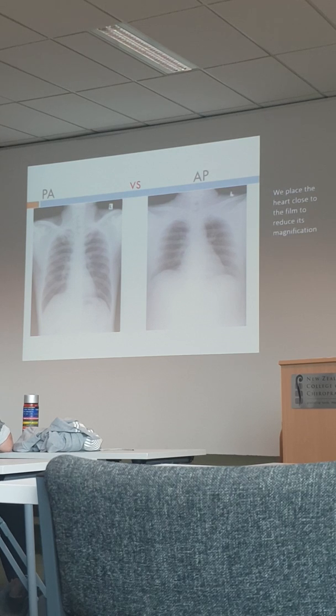So when we're looking at a chest X-ray, we'll take it P to A, so the chest will be right up against the film. So if the X-ray tube was over here and the film's over there, you'd have the patient standing like this. That's to reduce the magnification of the heart. When we're taking thoracic spine X-rays, we'll do it A to P because we want to see the spine. So we'll put the spine as close to the film as we can to reduce the magnification of the spine.